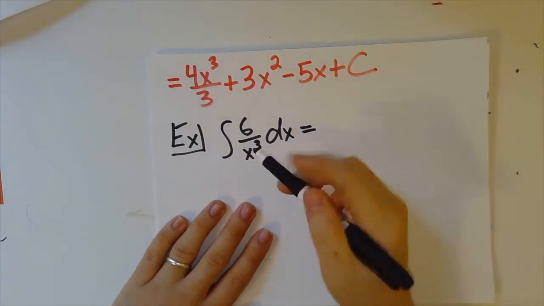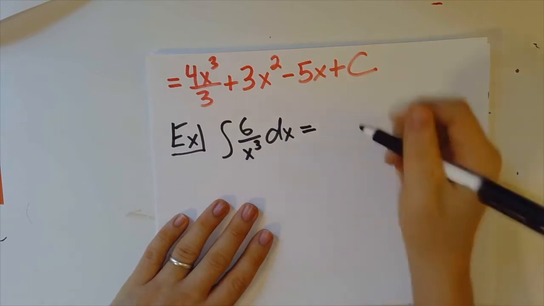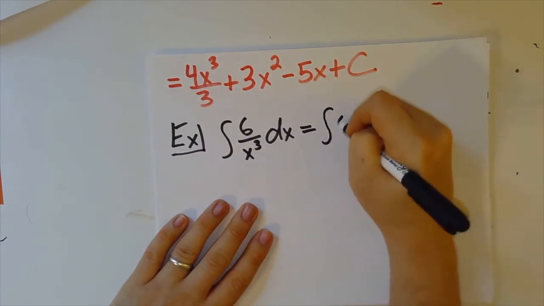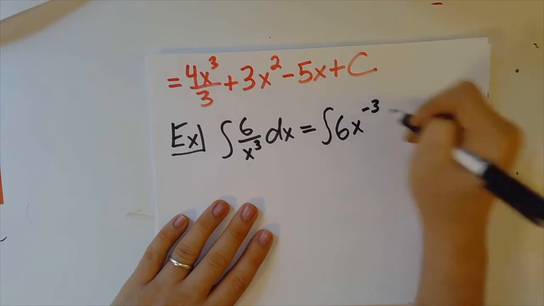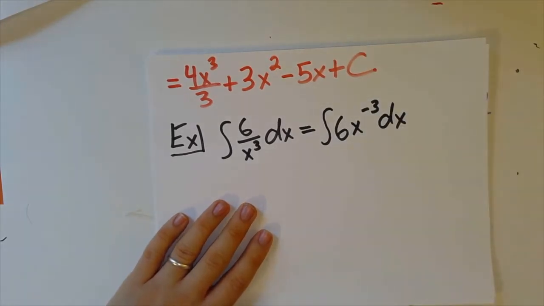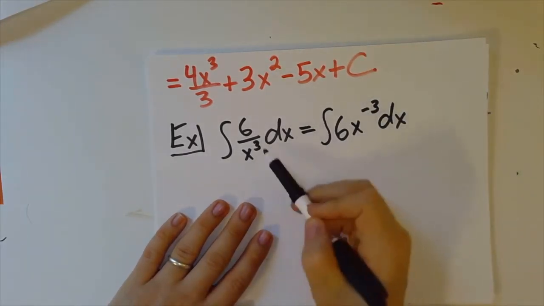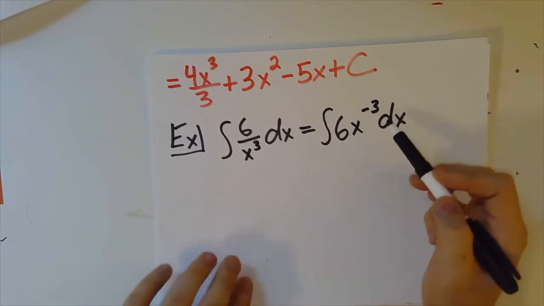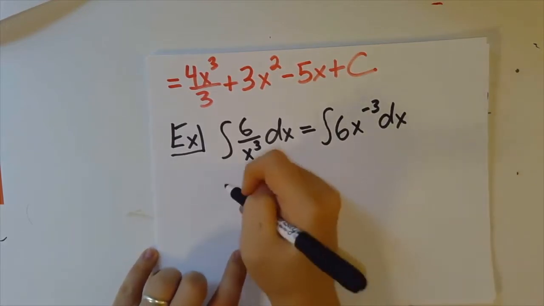And so I have to remember, hey, this 6 over x cubed, I can write the over x cubed as being a 6x to the minus 3. Okay, so I'm rewriting the x cubed in the denominator as a power of x, as an x to the minus 3. And now I can apply the power rule.